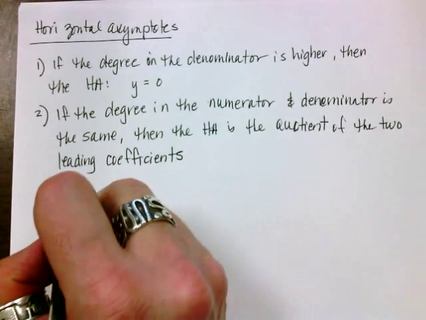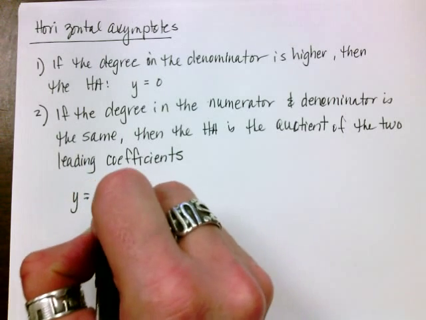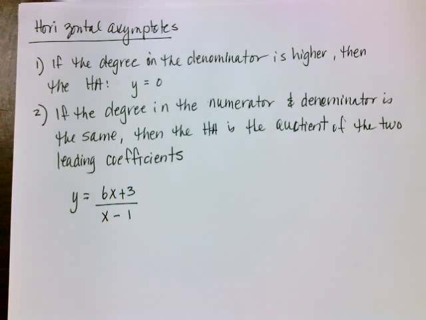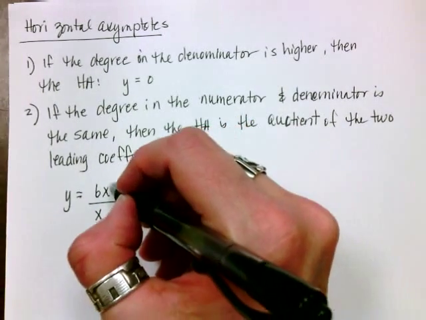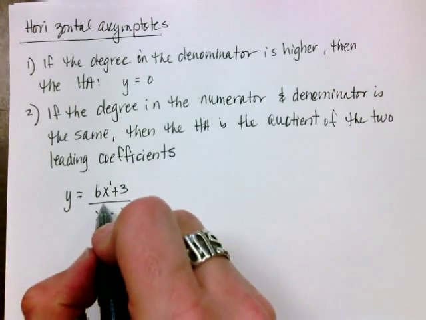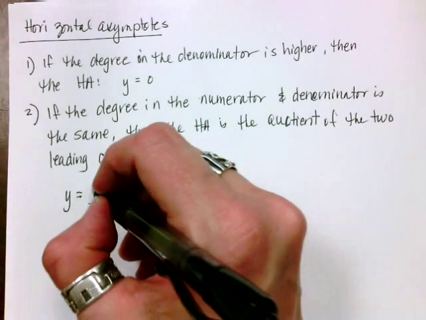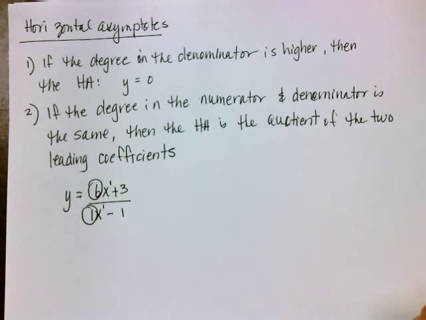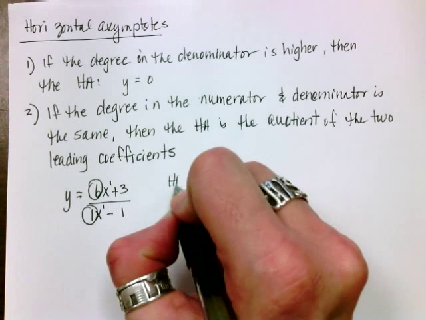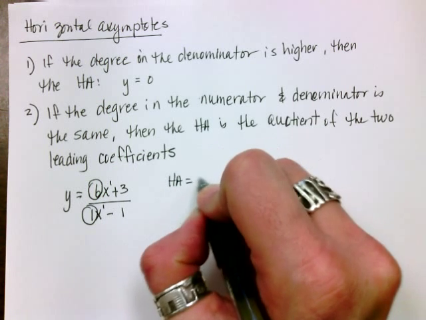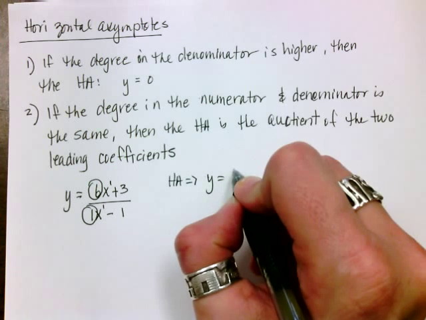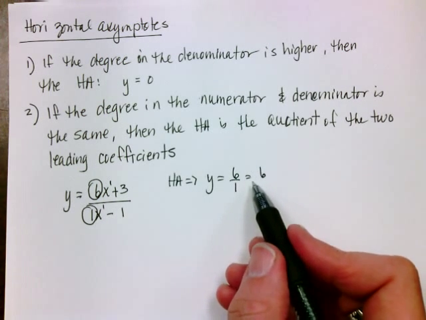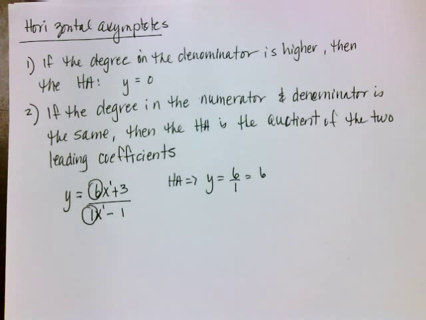So if I had a rational expression and I had 6x plus 3 over x minus 1. Notice that the degree in the numerator is 1 and the degree in the denominator is 1. 6 is a leading coefficient and 1 is a leading coefficient. So my horizontal asymptote is going to be y is equal to 6 divided by 1, which is 6. So I'm going to have a horizontal asymptote. Okay? Alrighty.